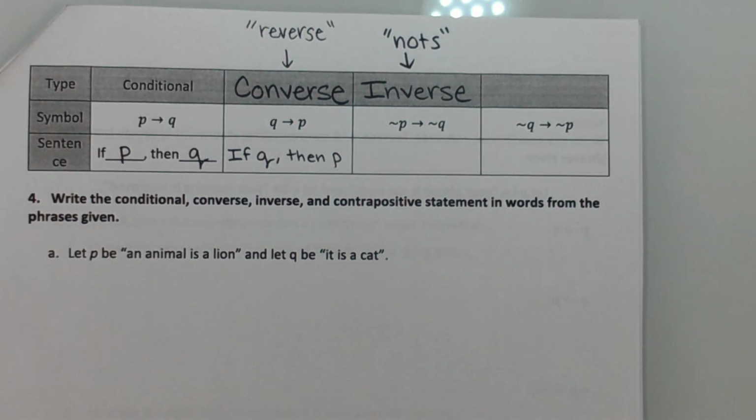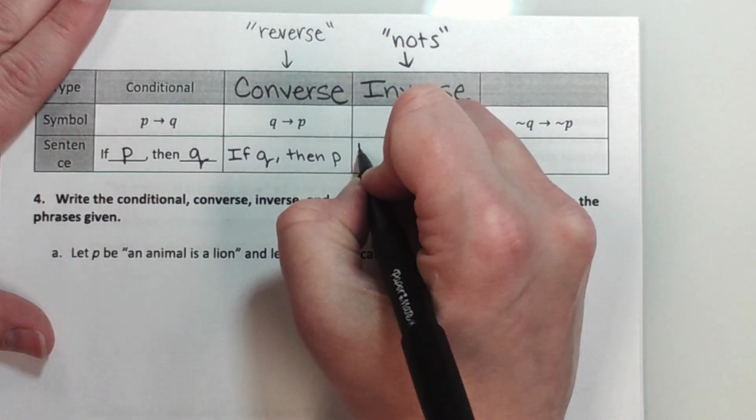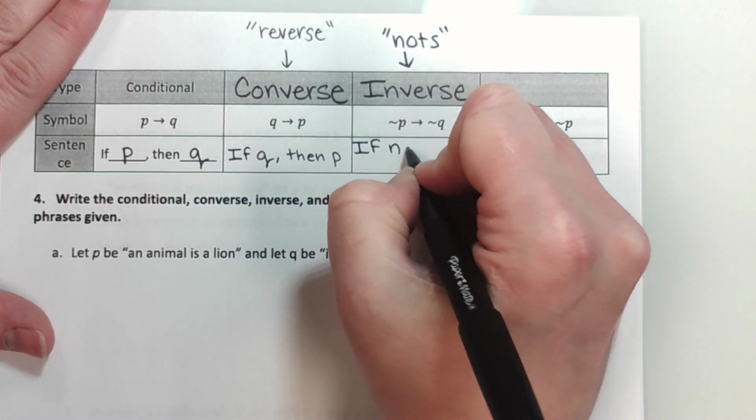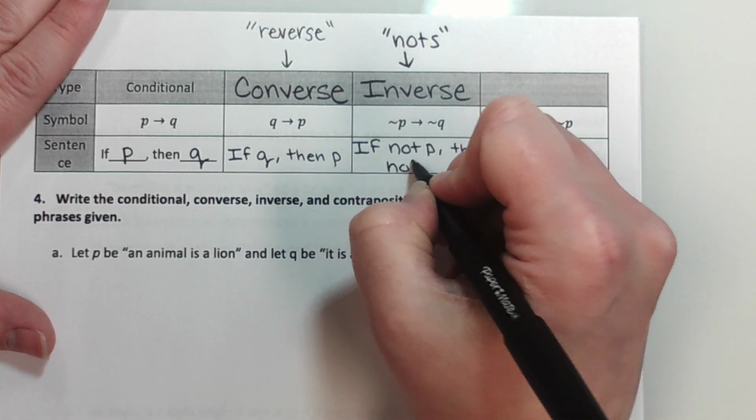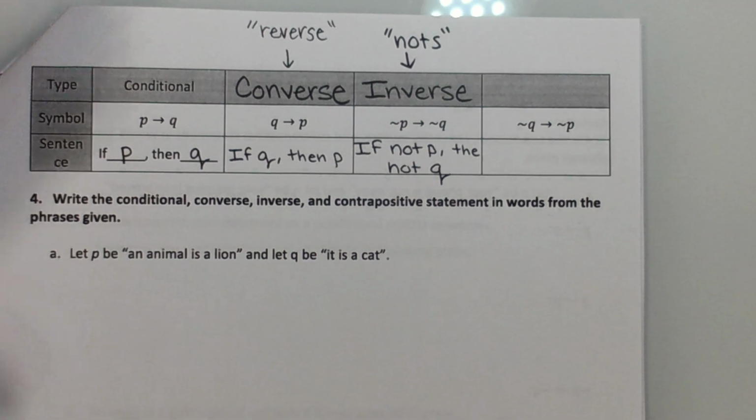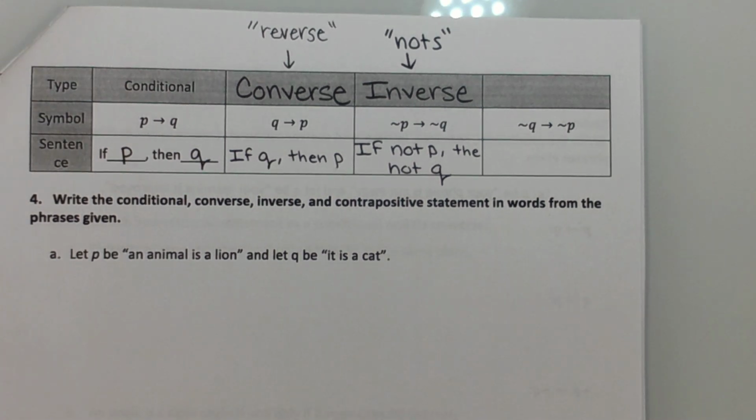It's the one that has the nots. And the inverse would say, if not P, then not Q. That's the wordy version of those symbols.